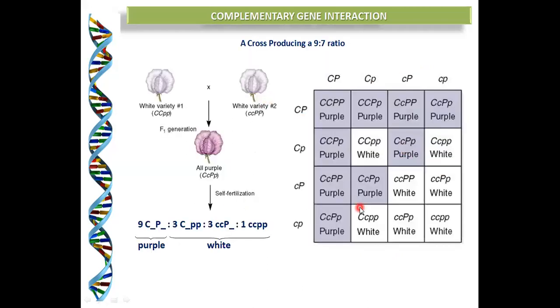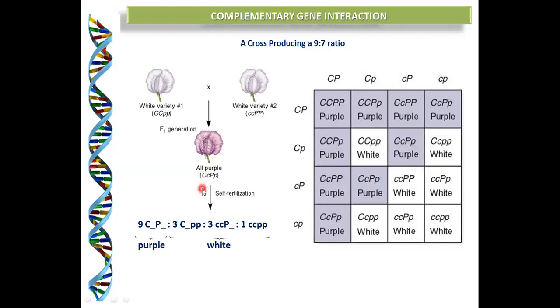So here is the modification of the 9 is to 3 is to 3 is to 1 ratio. Again, I will explain it in short. White color flower, white color flower. This white color is due to dominant C. This white color is due to dominant P. When both are crossed together, we get the F1 generation.